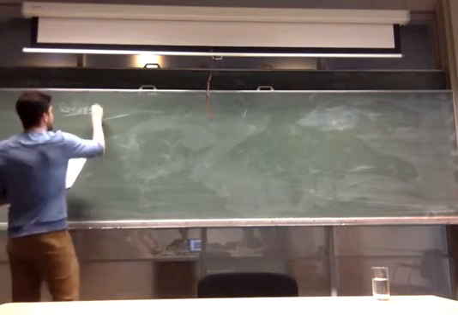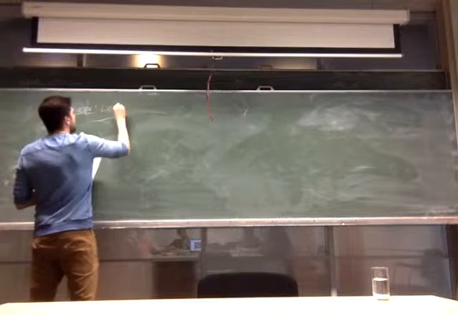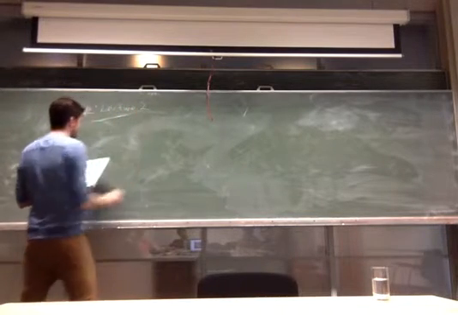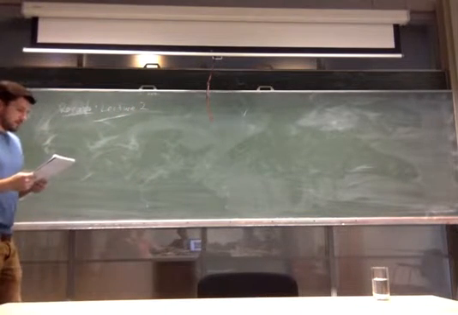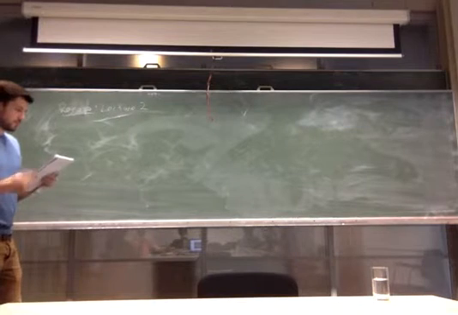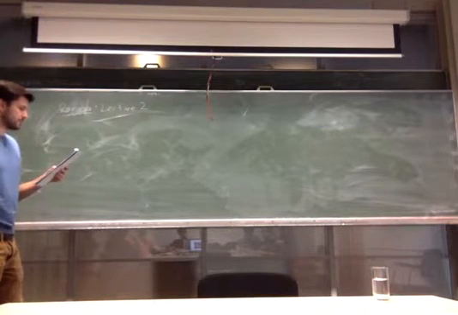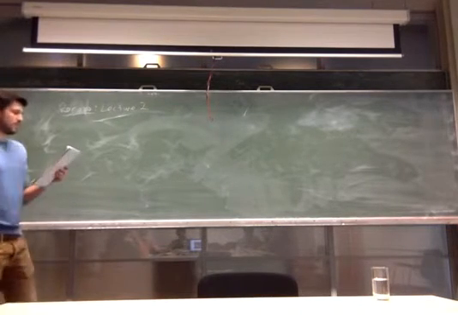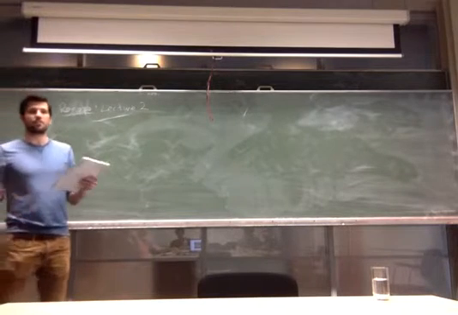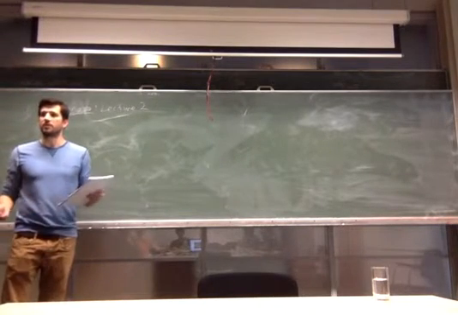So, the weekly recap of lecture 2. What we did is we wanted to move from a Lagrangian picture to a Hamiltonian picture.